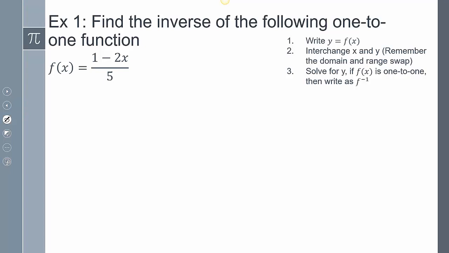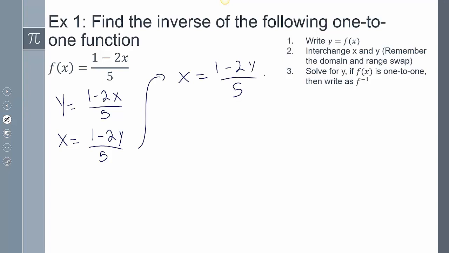So find the inverse of this following one-to-one function here. Make sure we write it as y equals. So I get y equals 1 minus 2x over 5. Then interchanging my x's and y's, actually applying the concept of the inverse. And now I want to solve for y, get y by itself. I'll start it over here.